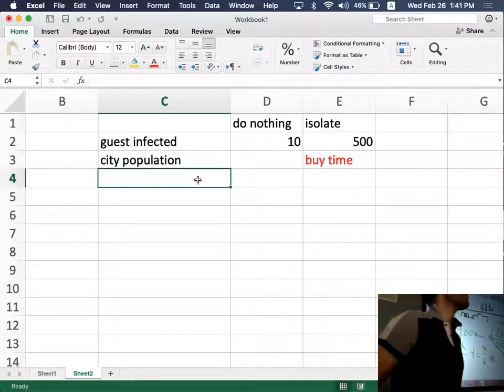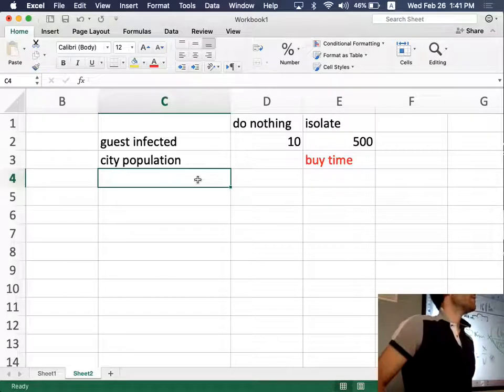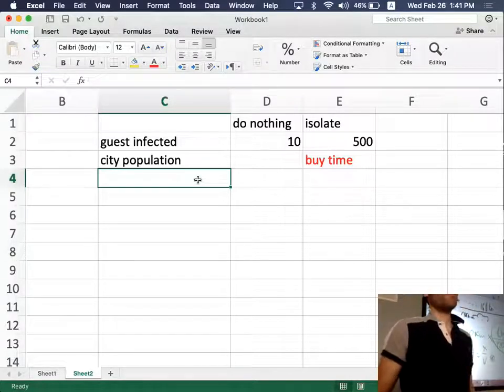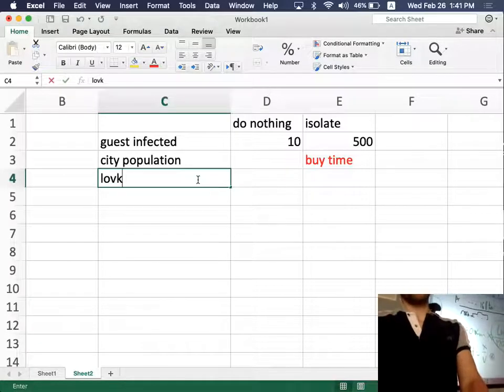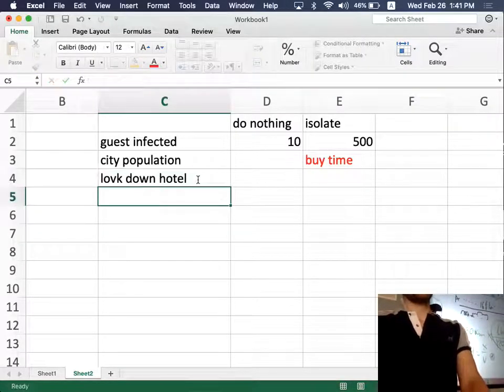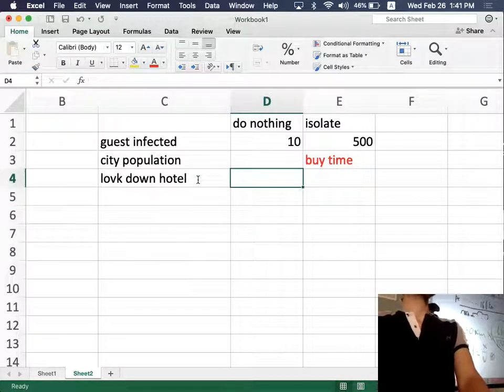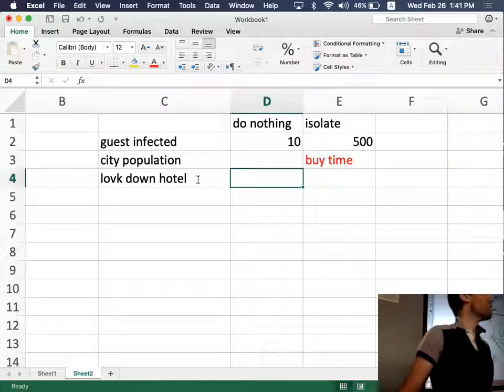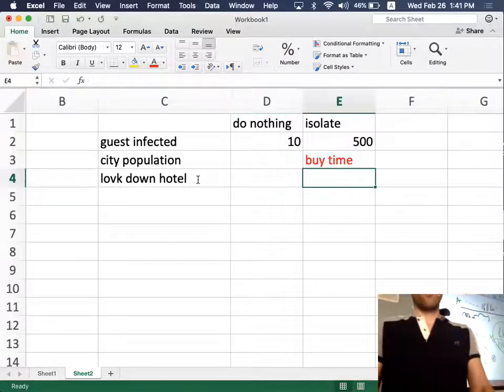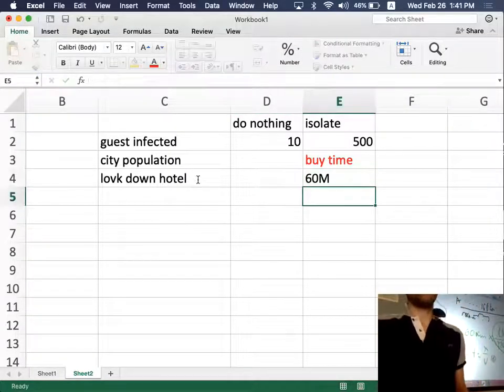What other costs do we have here? Lockdown for the hotel. 1 million per day. So how many days do we have? 2 months, which means 60 days. So it's going to be what, 120 million? 60 million. 60 million.